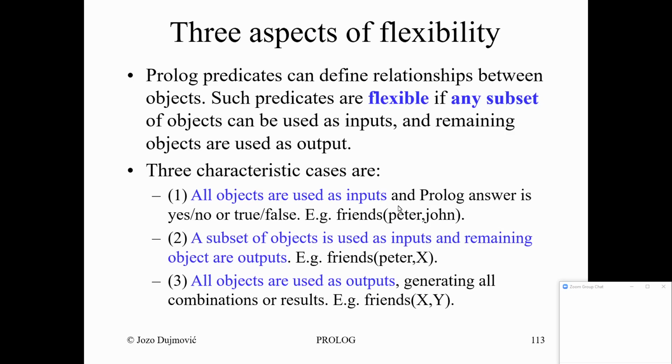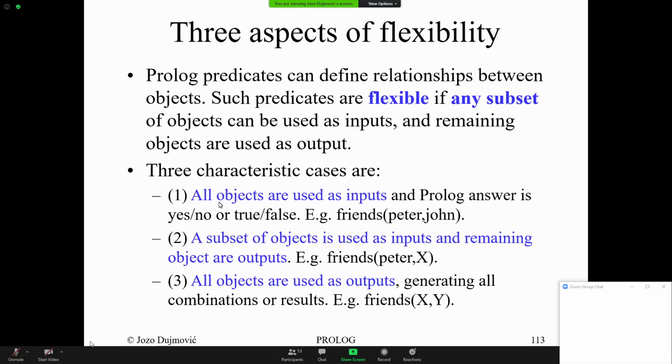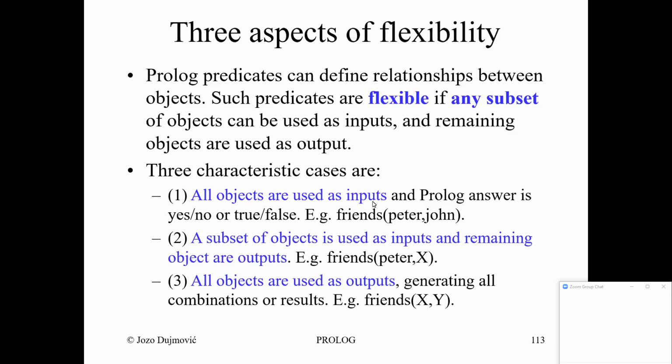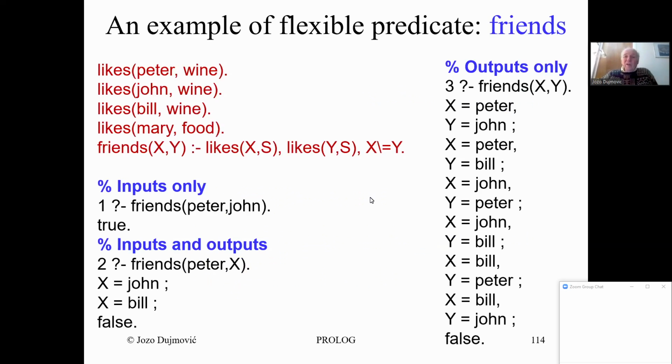Flexibility can be used in three ways: where all objects are used as inputs, or some objects are used as inputs and some as outputs, or all objects are used as outputs. An example of that is our previous example of flexibility predicates for friends. So like Peter, Wine, etc.